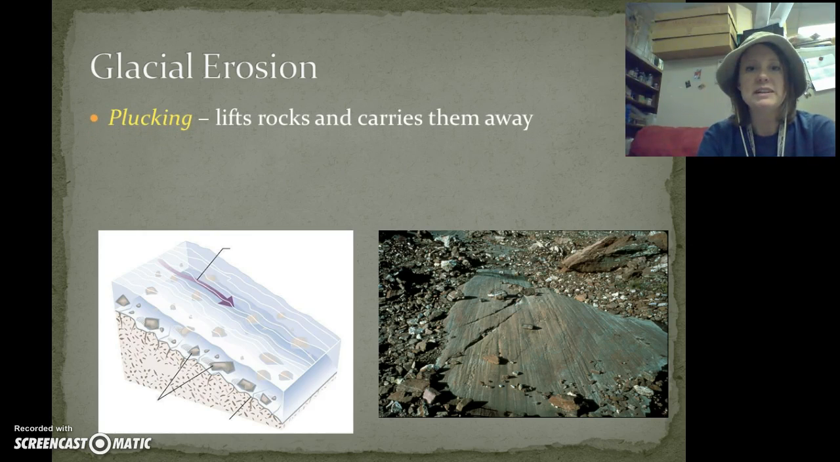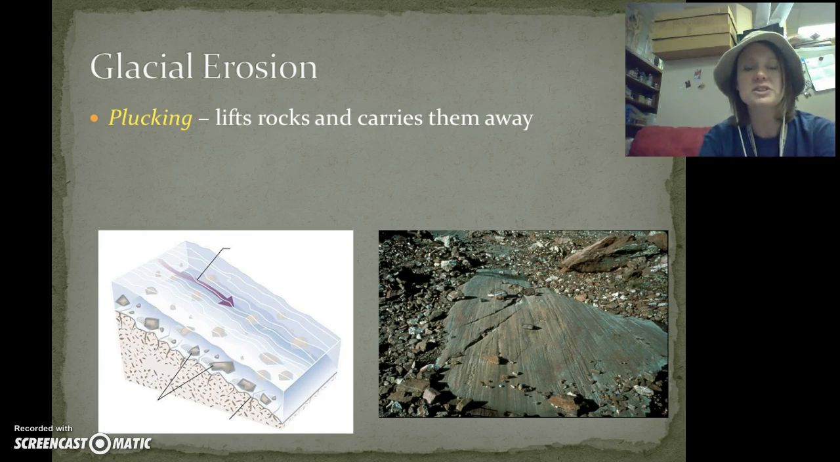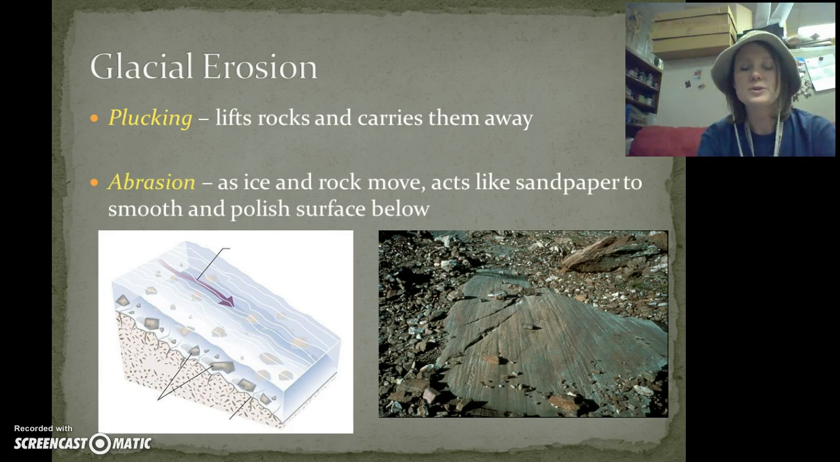When glaciers move downhill, the first thing they do is they're going to pluck rocks and carry them away. So in this diagram, you can see the rocks that are plucked get stuck in the ice, and as the ice moves downhill, the rocks are carried away as well. Those rocks that are stuck in the bottom of the ice are going to scrape the ground underneath so it can smooth and polish the rock, and we get the striations that we see here.